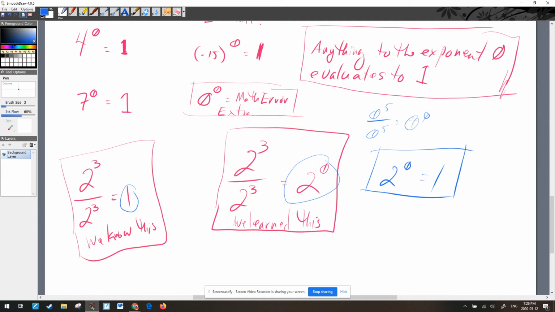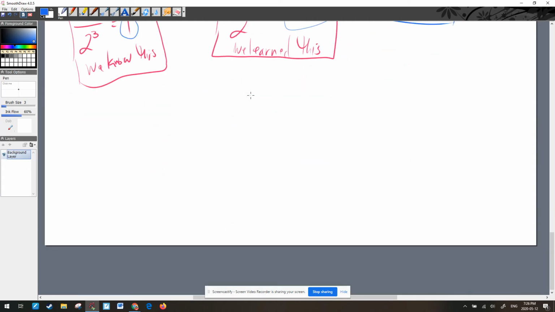So that's kind of the why we would get a math error. Why we wouldn't get a math error and we'd sometimes get 1 is simply for consistency and saying that everything to the exponent 0 evaluates to 1. And there are some fields of mathematics where that's important. But we're just going to go with anything to the exponent 0 evaluates to 1.